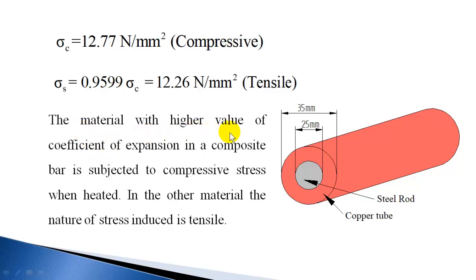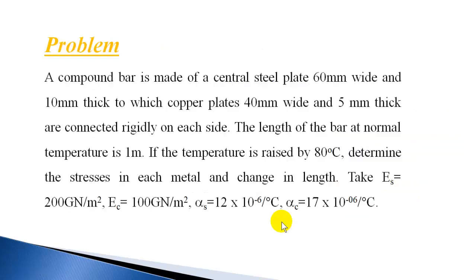So the material with the higher value of coefficient of expansion in a composite bar is subjected to compressive stress when heated, and the other material will be subjected to tensile stress. Now let us work out another example.